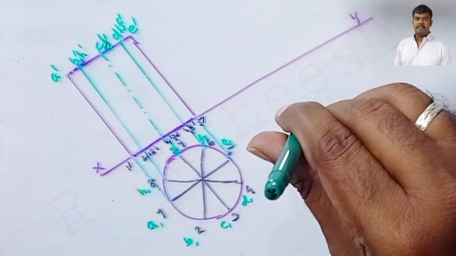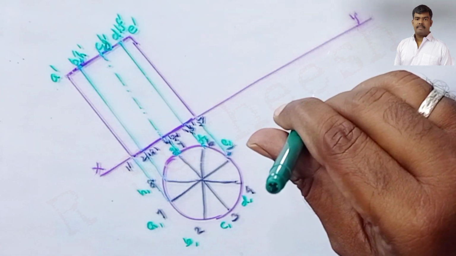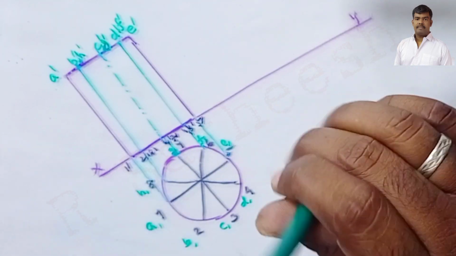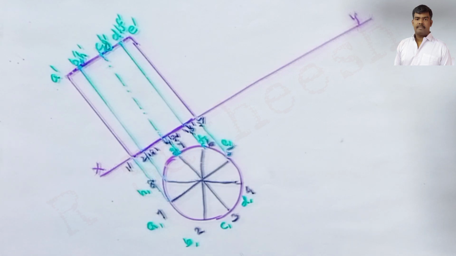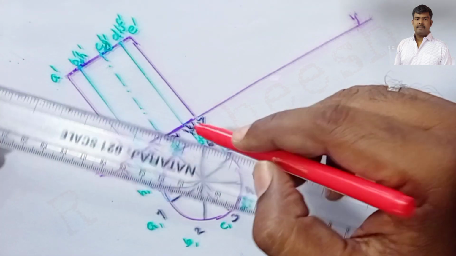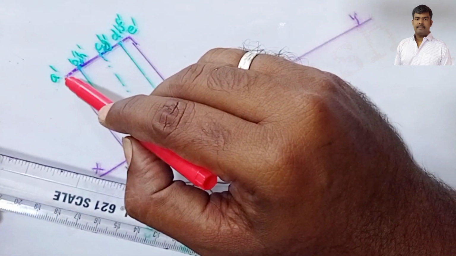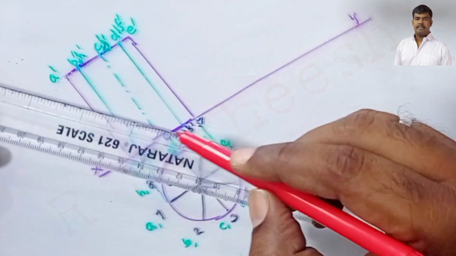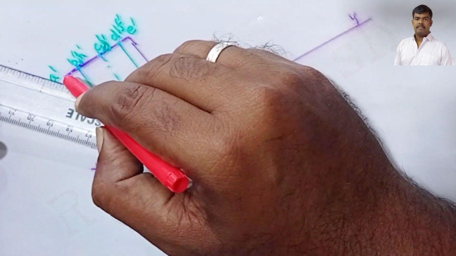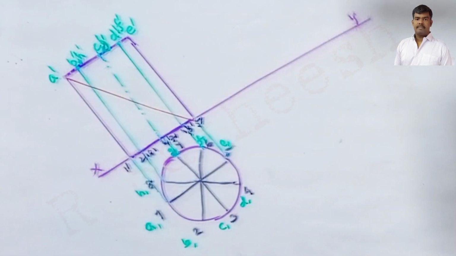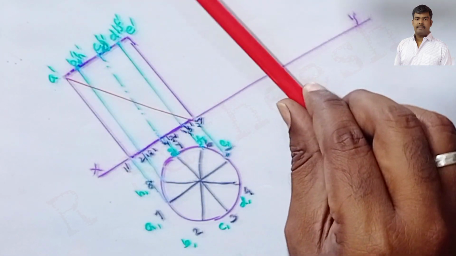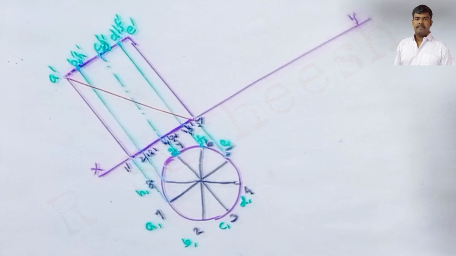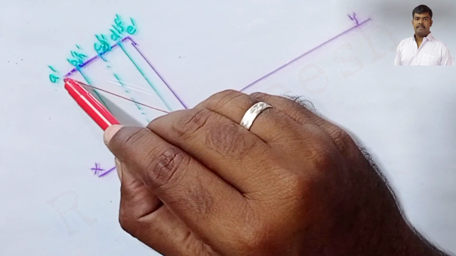Initially the cylinder is resting on HP, therefore the circle is visible in the top view and the rectangle is visible in the front view. Clear? Then you draw the solid diagonal. So this is the solid diagonal. Let us consider, for example, extreme top left A and extreme bottom right 5. So A and 5 is the solid diagonal. Clear? Now this solid diagonal comes to vertical. How much is the A to 5 distance?